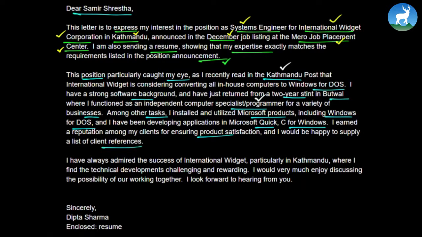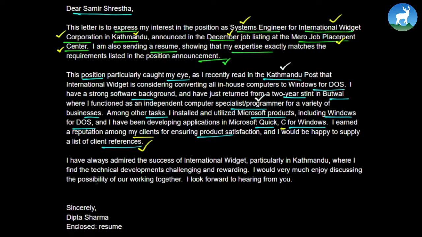So what does he actually mean by these sentences? He tries to say that among other tasks, he has worked for installing Microsoft products for Windows, right? He also knows how to use this C programming idea. He has got plenty of that. And he has earned a reputation among his clients. He would also be happy to supply a list of client references, right?